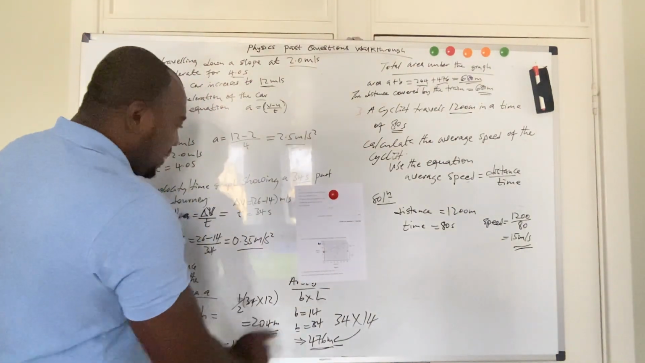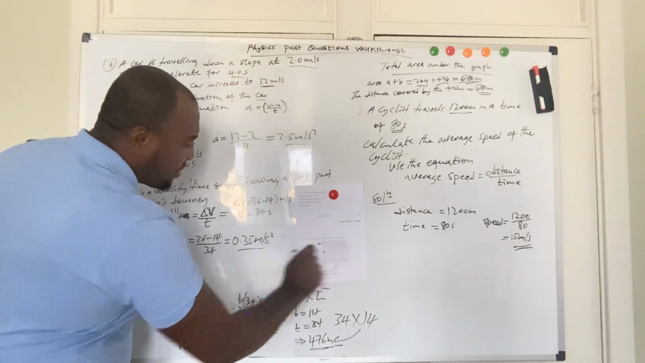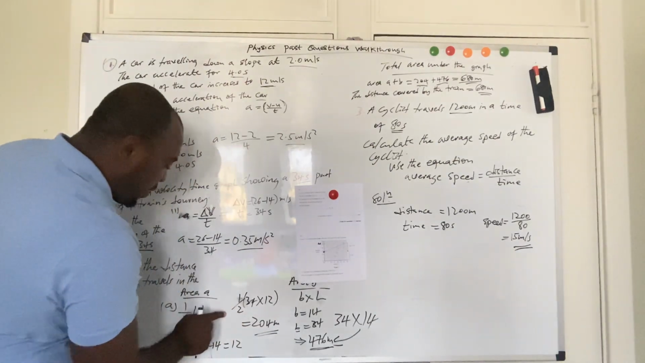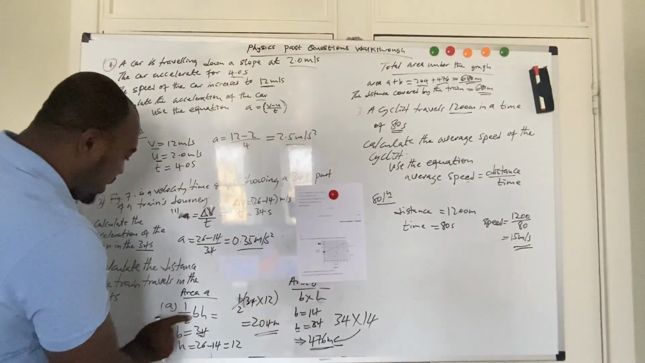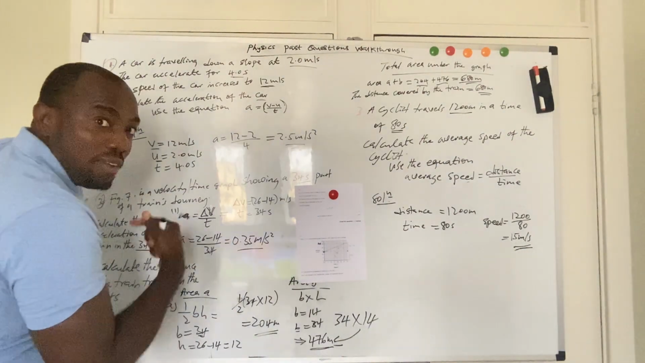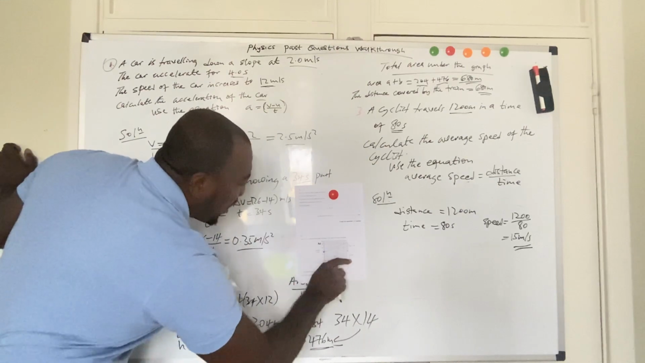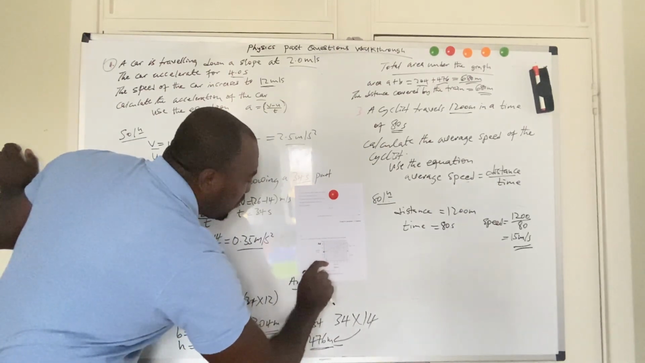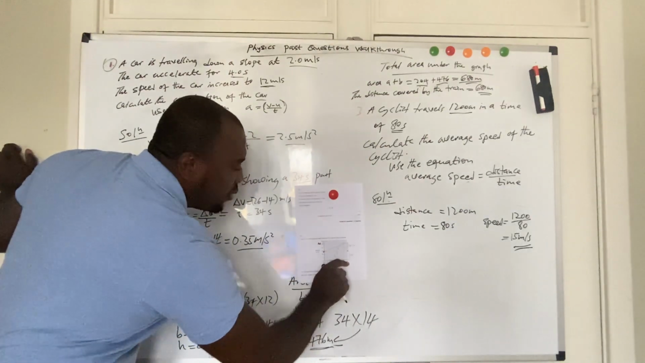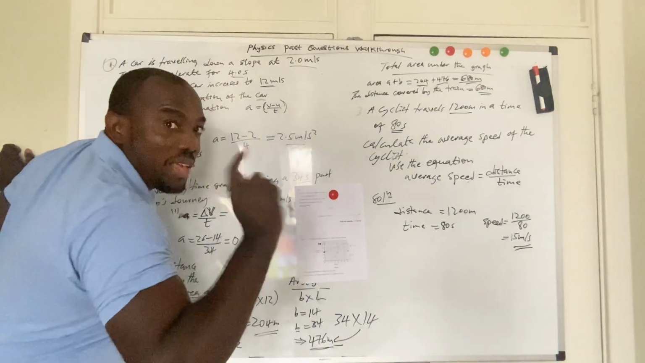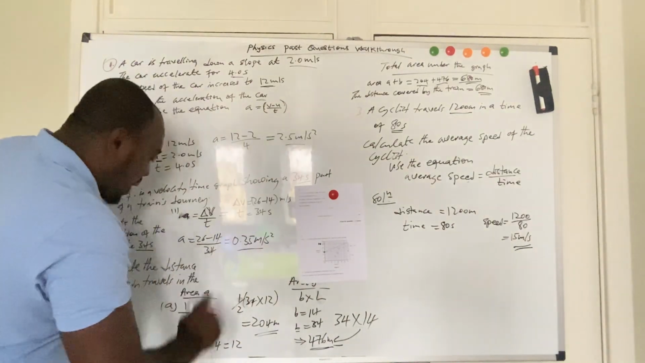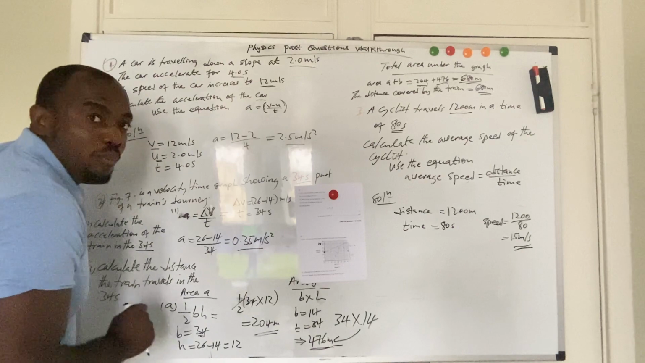So let's go ahead. Area A is a triangle, so the formula for area A will be half base times height. So we have to find the base, which is the distance traveled, which is the total on the x-axis, and that has been given to us as what? 34 seconds. So our B is 34.